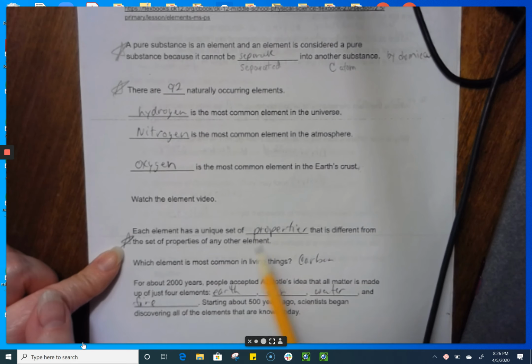This here is on the test also. Each element has a unique set of properties that is different from the set of properties of any other element.